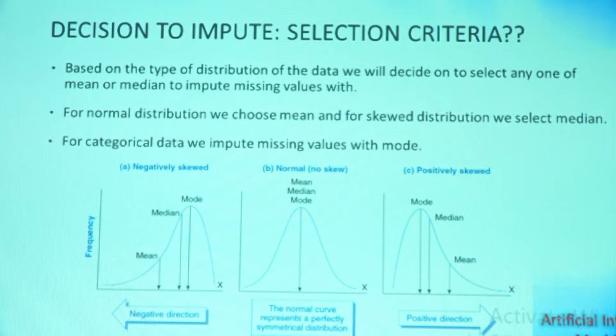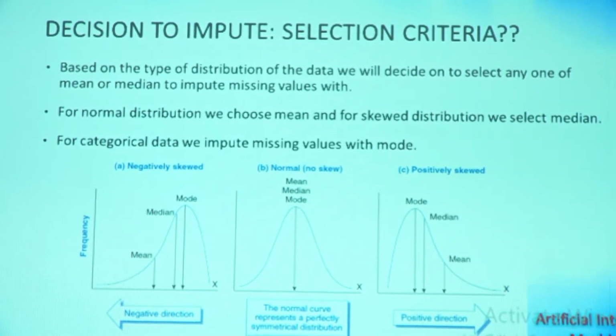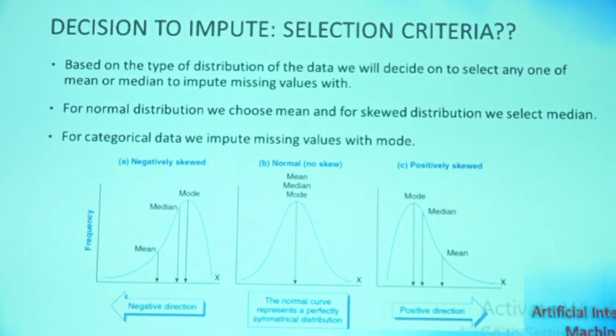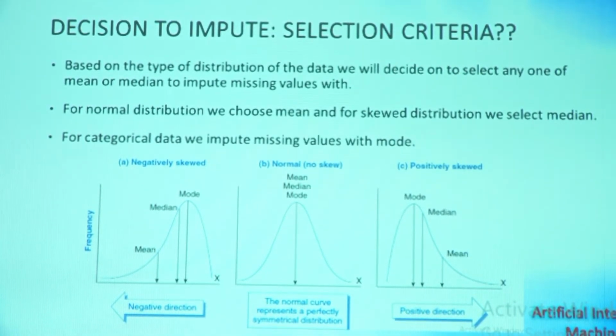Yeah, right. Now, as I told you, if you are going for normal distribution, you choose mean. If you're going for skewed distribution, look at the distribution of the column you are going to impute, and you go for median. Okay, but if it is categorical data, go for mode. Okay, right.